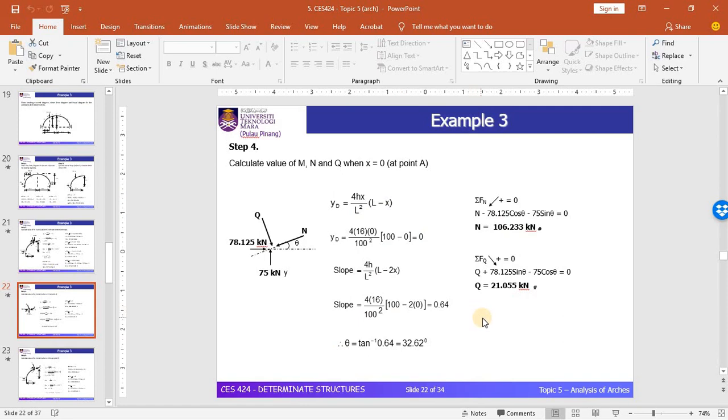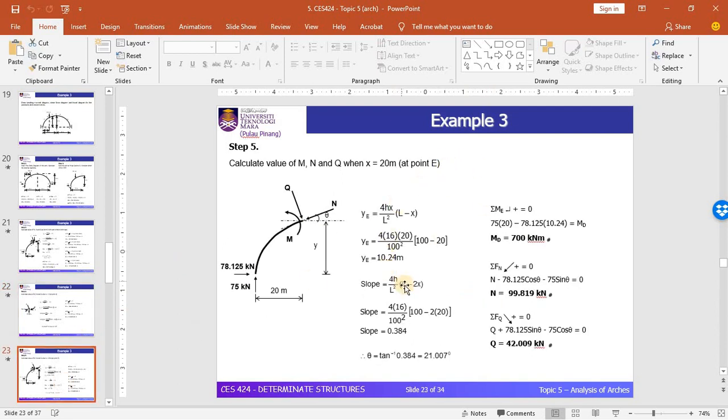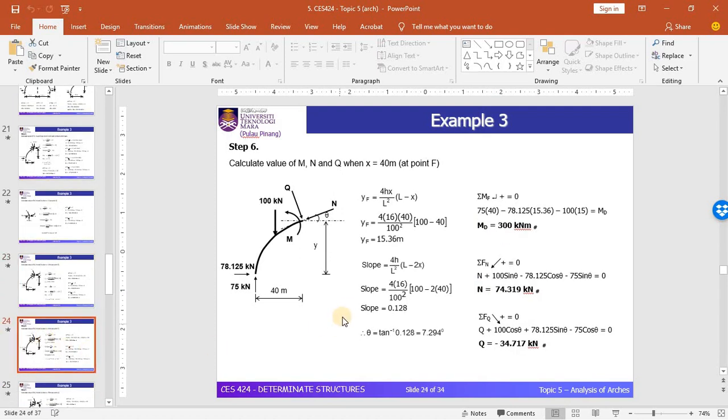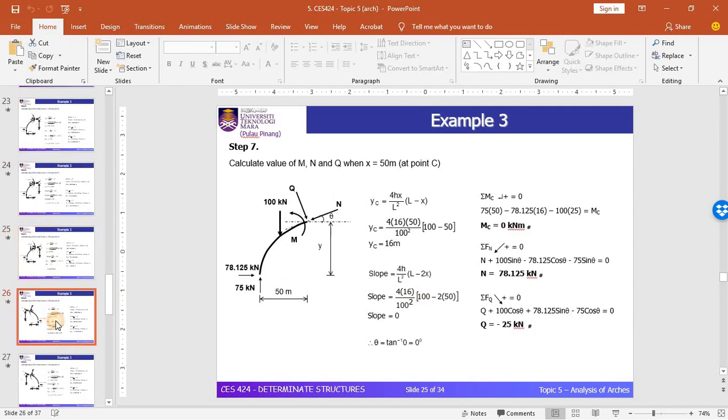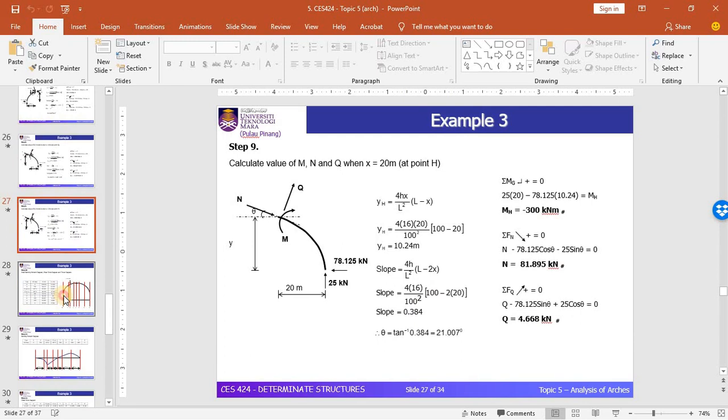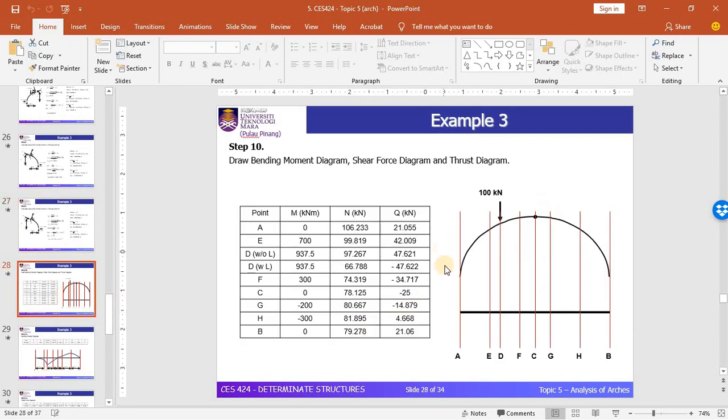But here the moment is not calculated because it's at support, so the moment will be equal to 0. And at point E, it is the same procedure: you need to find out yE, theta, M, N and Q. It will be tedious if you consider more points in order to plot the diagram, so it's quite impracticable to draw the bending moment, shear force and axial diagram using this approach.